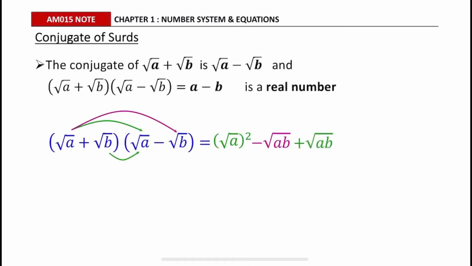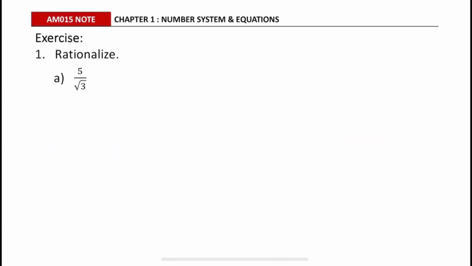Then the last one is to multiply square root of b with negative square root of b. We get negative square root of b squared. From this expression, we can cancel out the square root of ab, which leaves a minus b, where a comes from square root of a squared and negative b comes from negative square root of b squared. So let's do the exercise.